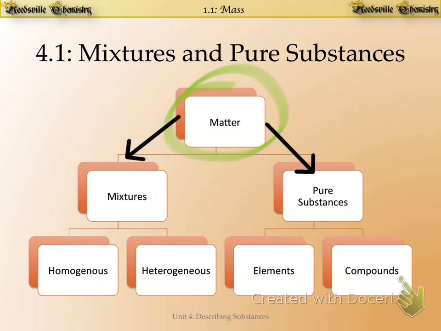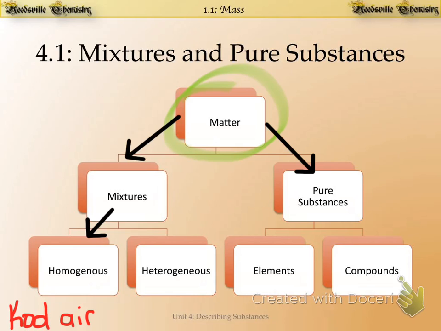We have different types of mixtures, homogeneous mixtures. A good example of a homogeneous mixture would be Kool-Aid or salt water. These, as the TED Ed video suggested, are called solutions. Very difficult to see any difference. You actually can't see any difference between the particles and the liquid.